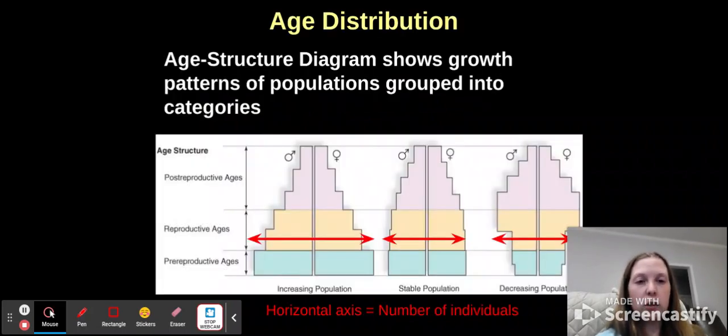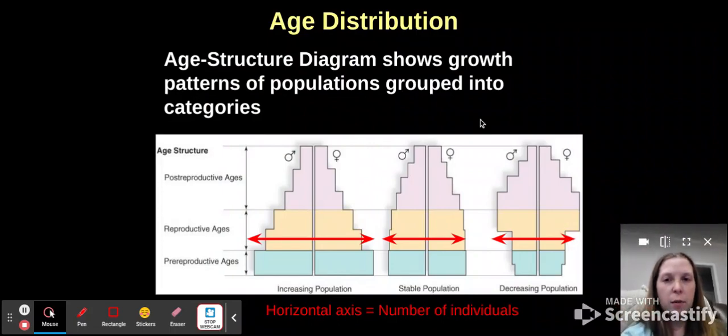And we looked at these a little bit earlier, but these are called age distribution or age structure diagrams. And these show the growth patterns in populations grouped into categories. So we've got pre-reproductive, so children, adolescents, reproductive, young adults, post-reproductive, older adults. And the horizontal axis is the number of individuals, whereas this is just the age groups.